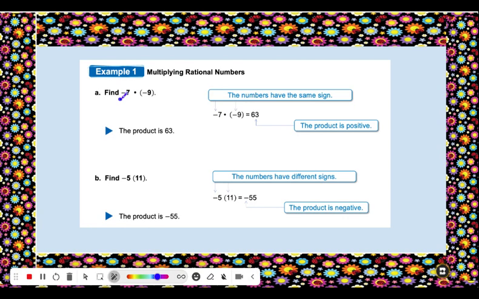Okay, so if we had -7 times -9, 7 times 9 is 63, and that's positive. -5 times 11, 5 times 11 is 55. There's one negative, so -55 would be your answer.